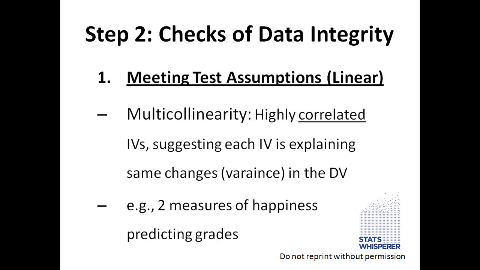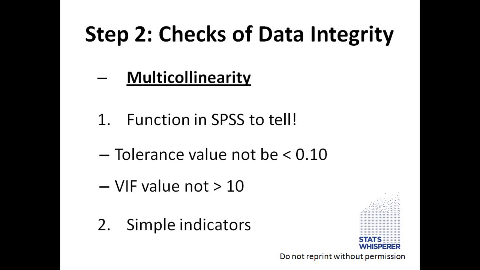And that's easy to test for, right? Because in SPSS, there's a function that gives you the tolerance and variance inflation, VIF, right? That will indicate if there's multicollinearity. So the tolerance can't be below 0.10, and the VIF can't be above 10. Right? So simple indicators. So let's go to that.